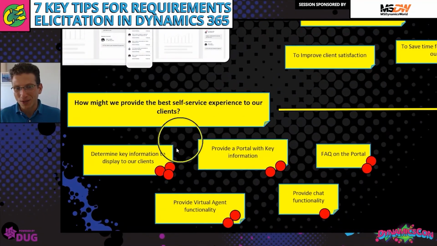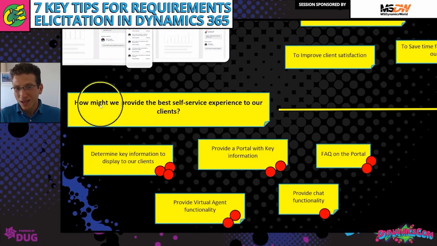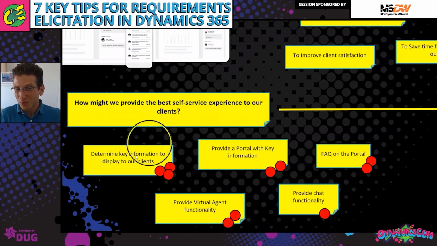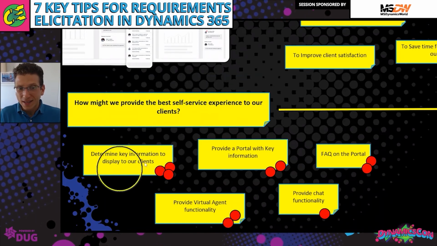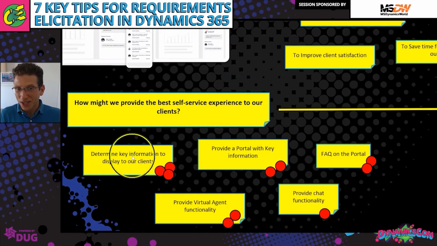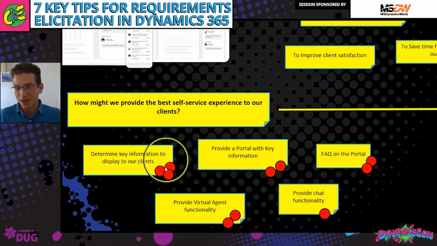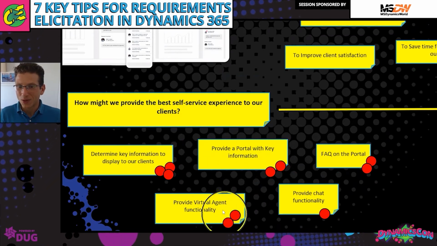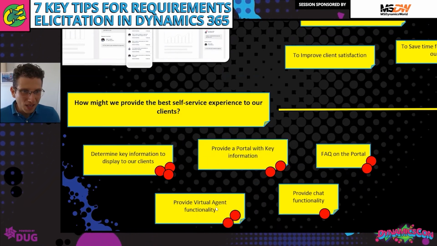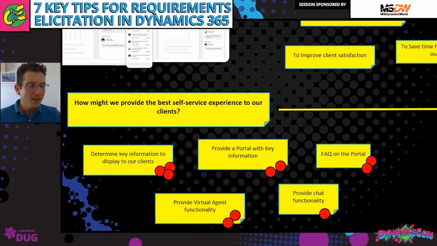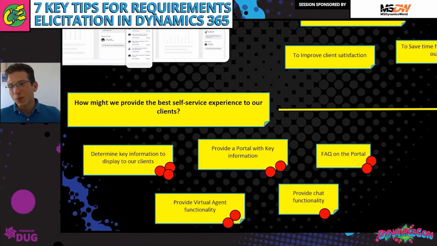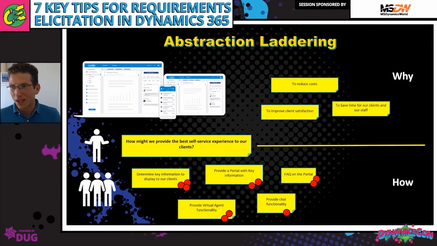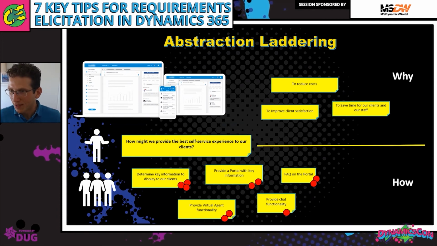And then you come up with, maybe, the first thing. So how might we determine the best self-service experience for our clients? The first thing you need to do is really discuss internally what information you want to display on the portal, right? That came up first. And then we discuss the portal. Then maybe we discuss the virtual agent functionality. But what information do you want to share with your clients? That was the key one. And my client needed to first do a bit of homework on that before we even started implementing the technical solution.